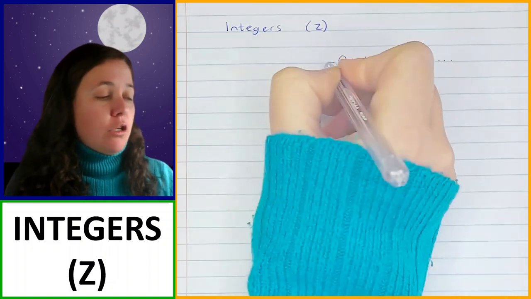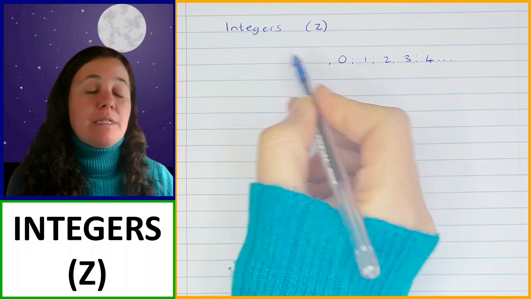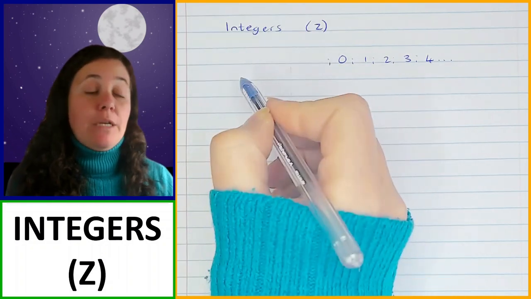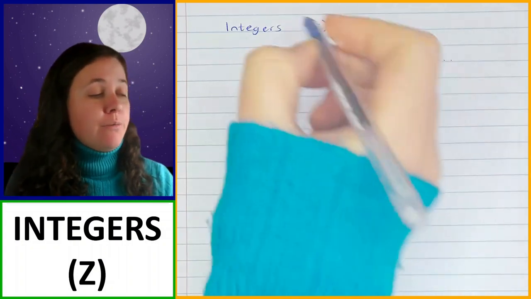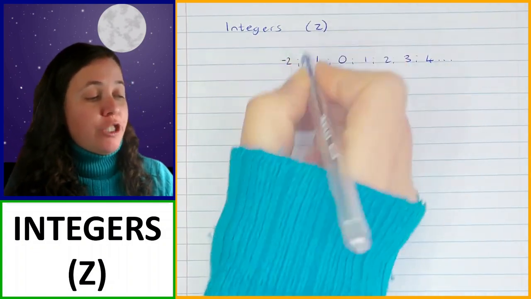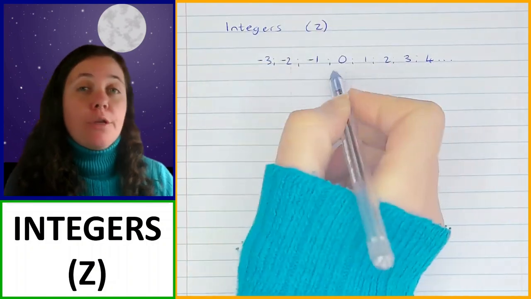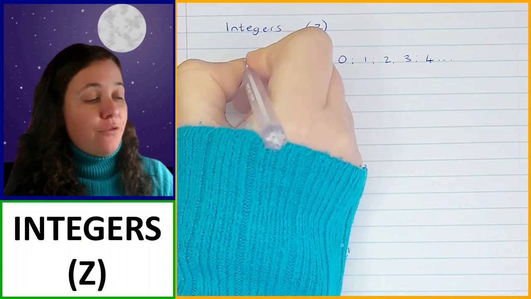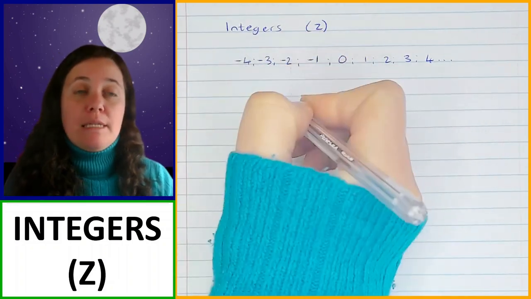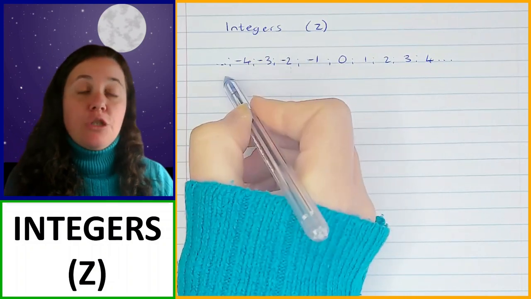Then we've also got integers that include what we call negative numbers. They are the numbers that come before 0. So here we've got negative 1, which is 1 below 0. Then we've got negative 2, which is 2 below 0. We've got negative 3, which is 3 below 0, or 3 less than 0. We've got negative 4, which is 4 less than 0, and so on. So they can go down to negative infinity.